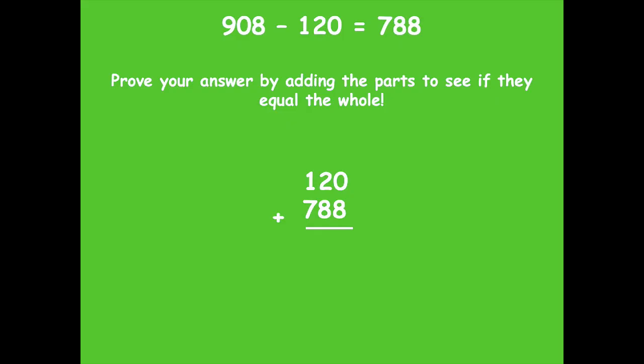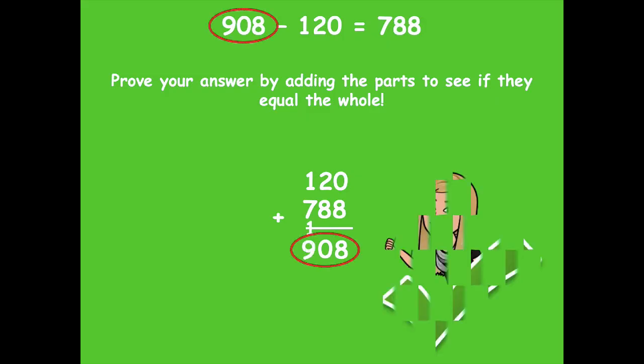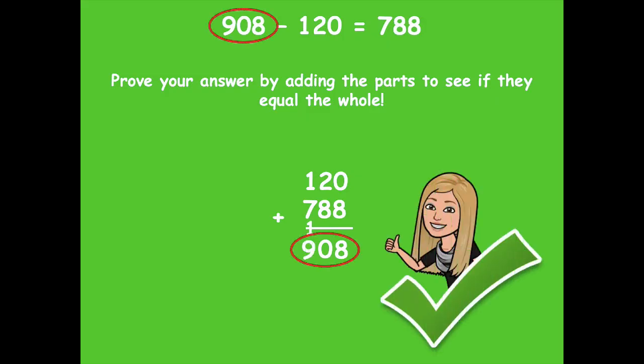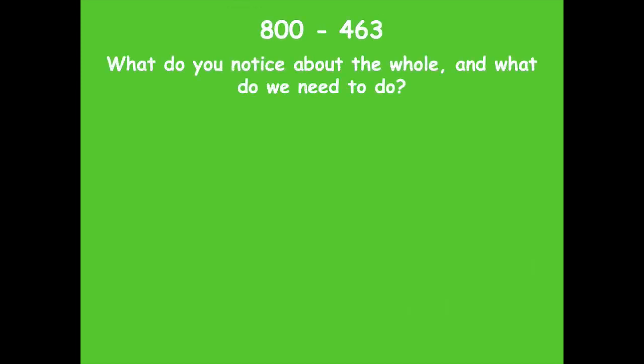All right, add the ones place first. 0 plus 8 is 8. 2 plus 8 is 10, so we model that as 0 tens, because it's 10 tens, so we model that as 0 tens and 100. Add our hundreds place, and we get 9. So they do match. You guys did it. Great job, friends. Okay. What do you notice about the whole and what we need to do to maybe help make it easier for us to subtract?